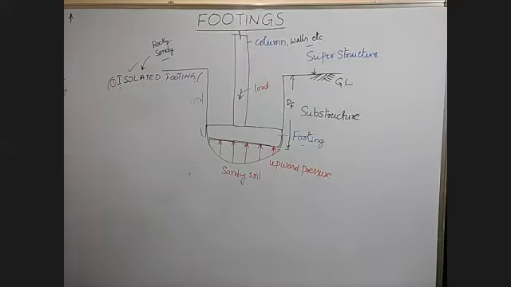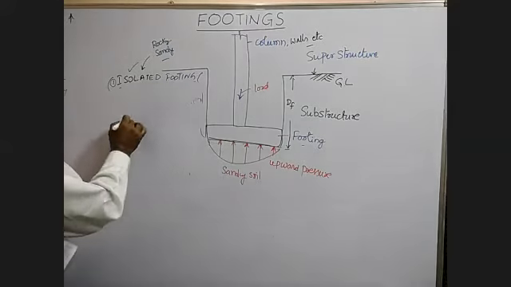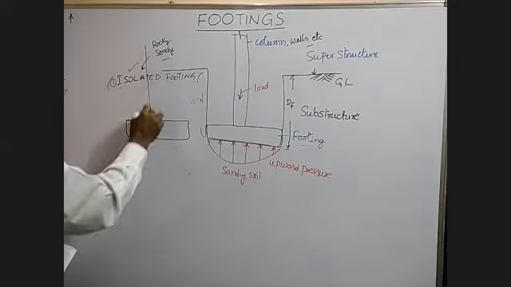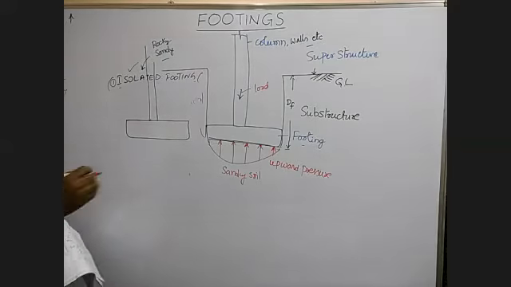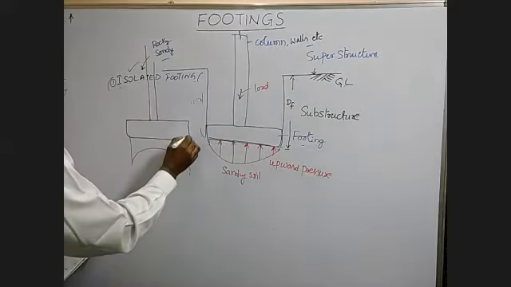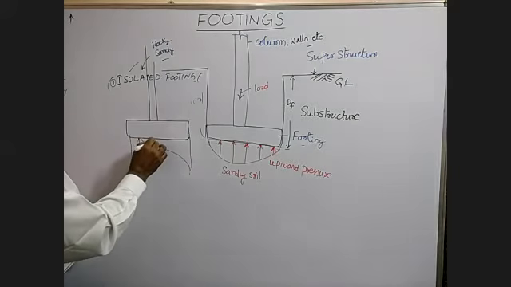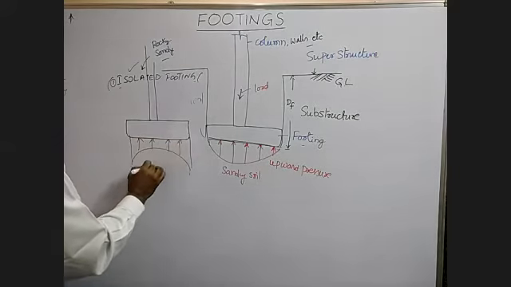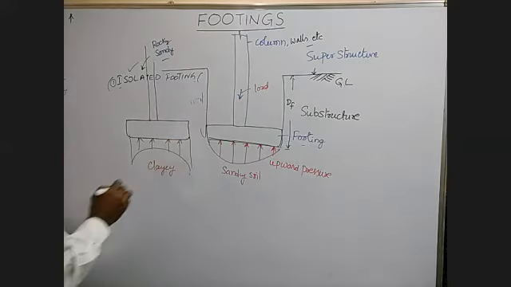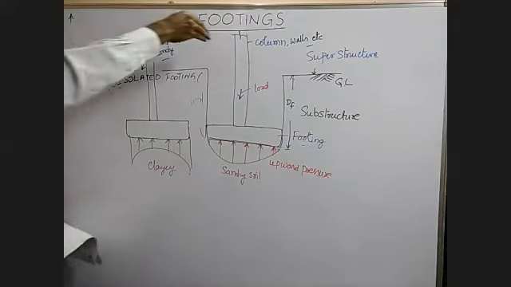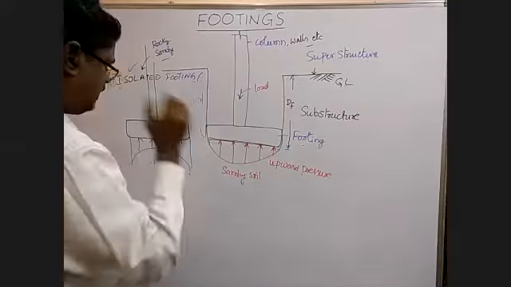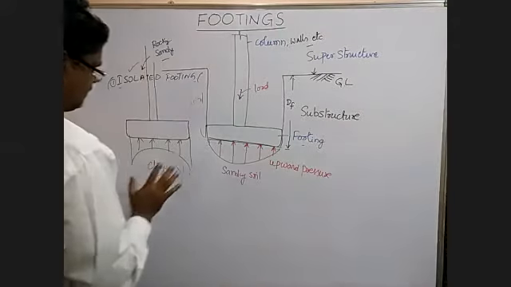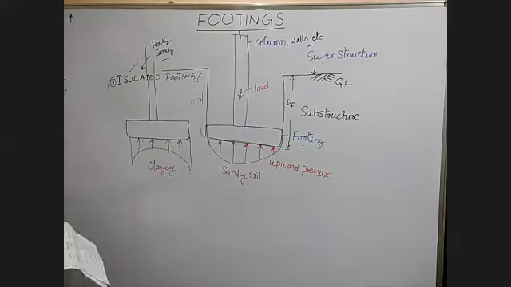And for clayey soil, that is for black cotton soil, the pressure is like this. The pressure varies. This is clayey soil, black cotton soil. Okay. So when the load is coming from the top, there is an upward pressure from the soil. Here, for sandy soil, this is the pressure diagram, and this is the pressure diagram for clayey soil.